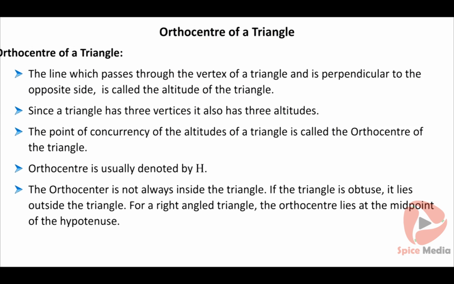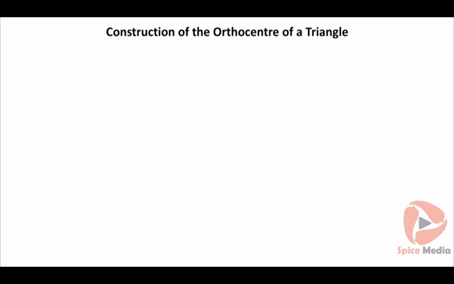The orthocenter is not always inside the triangle. If the triangle is obtuse, it lies outside the triangle. For a right-angled triangle, the orthocenter lies at the midpoint of the hypotenuse. Construction of the orthocenter of a triangle. Here are the steps to construct the orthocenter of a triangle.